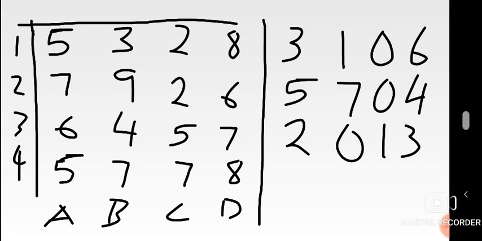Next, the last row. The least number is 5, so 5 will be subtracted throughout. 5 minus 5 is 0. 7 minus 5 is 2. 7 minus 5 again is 2. 8 minus 5 is 3. You have made what they call your reduced matrix after making row reductions.